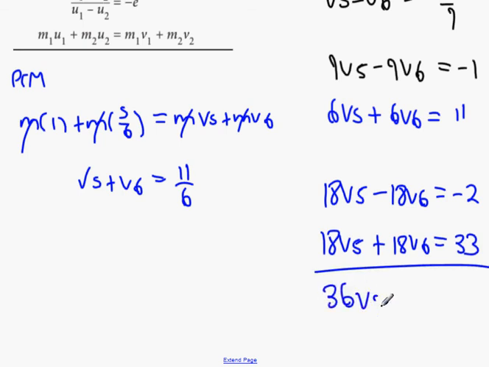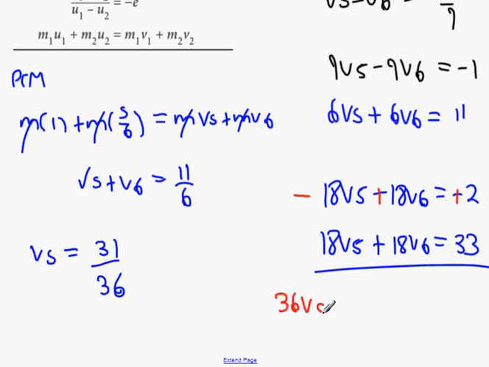36V5 ends up to be equal to 31. V5 equals 31 over 36. Okay, now if I was doing this the second time, what I'd do is I'd just be really lazy about it and reuse what I already had, and I'll just come up here and change the signs. Minus, plus, plus. Then I'm going to get 36V6 ends up to 35. V6 equals 35 over 36.